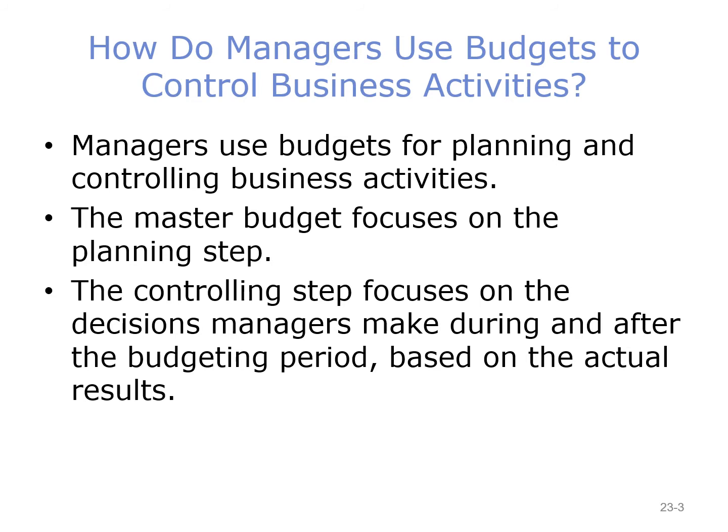And the controlling step focuses on decision making during and after the budgeting period, based on the actual result. Which means in planning, I'm doing the forecasting, the expected numbers, and then I'm going to take a decision. At the end of the period, I have to evaluate: did I comply with this budget or not? If there is any variance, positive or negative, it must be analyzed in order to find out how to avoid that deviation in the near future. So here we are focusing on the controlling step rather than the planning step, because the planning step, as I said before, we covered in the managerial accounting course.